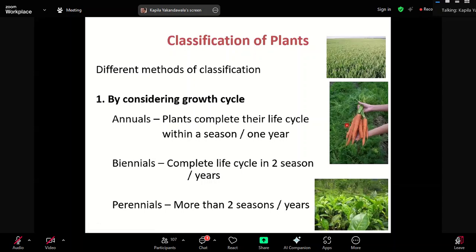So it's very expensive. In the first season, the carrot plant grows and forms the tuber. Then we usually harvest it. But if there is another season, it will produce flowers and seeds. But in Sri Lanka, it is not going to happen as we don't have clear-cut seasons, right? So it is a biennial plant. They complete their life cycle within 2 years. Sorry, not in 2 years, in 2 seasons, right? In 2 seasons, right? Okay.